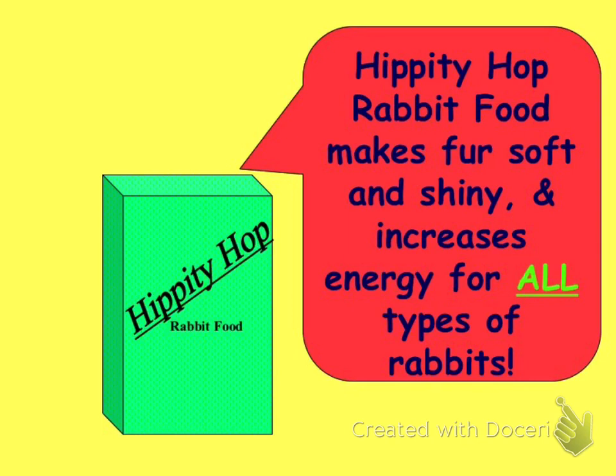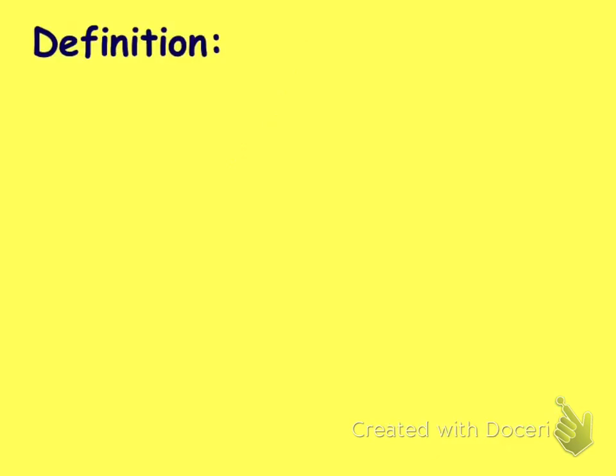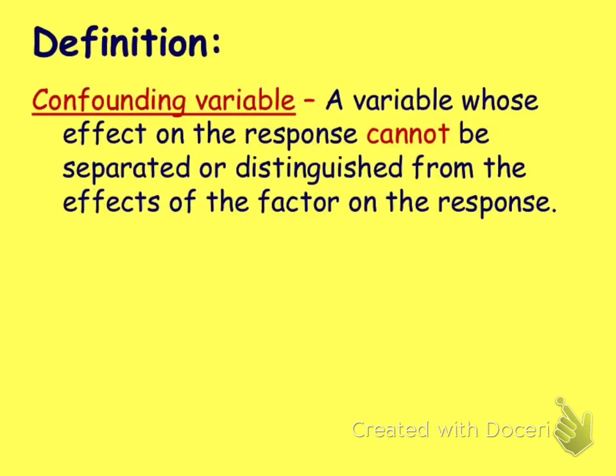So Hippity Hop rabbit food makes fur soft, shiny, and increases energy for all types of rabbits. Well, you can't do that. Can I make this claim? We only know our group. You can't use a sample to talk about the population. Not yet. We can't do that. So we have this thing called a confounding variable.